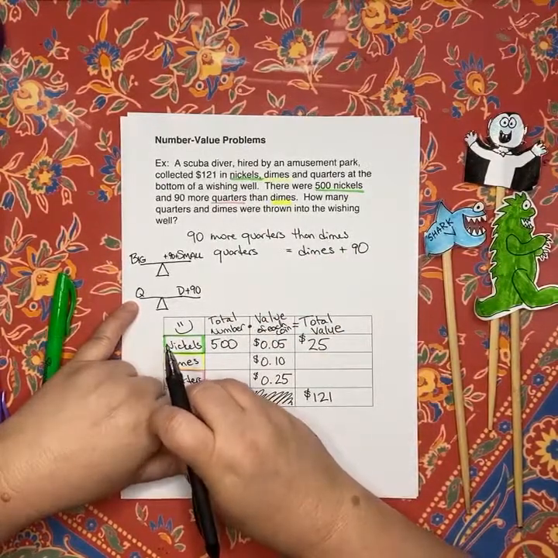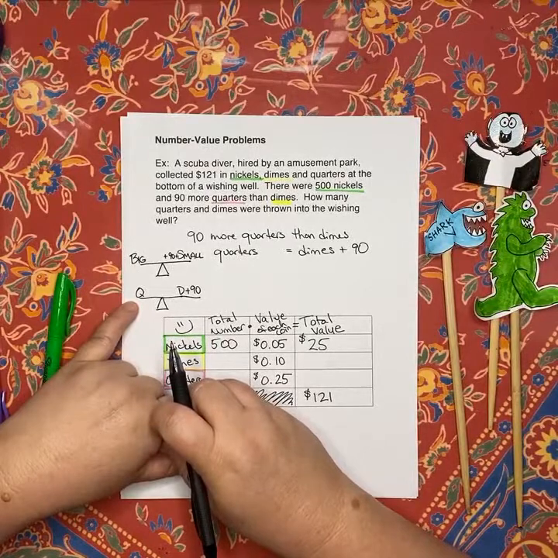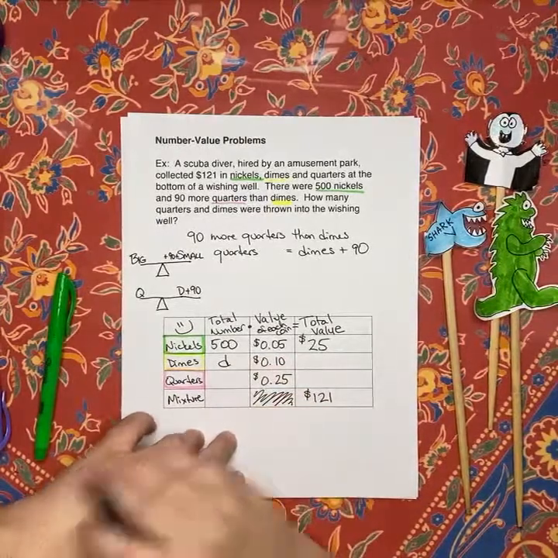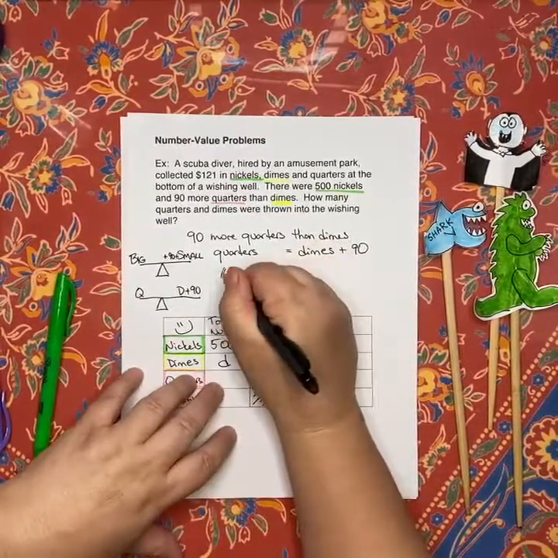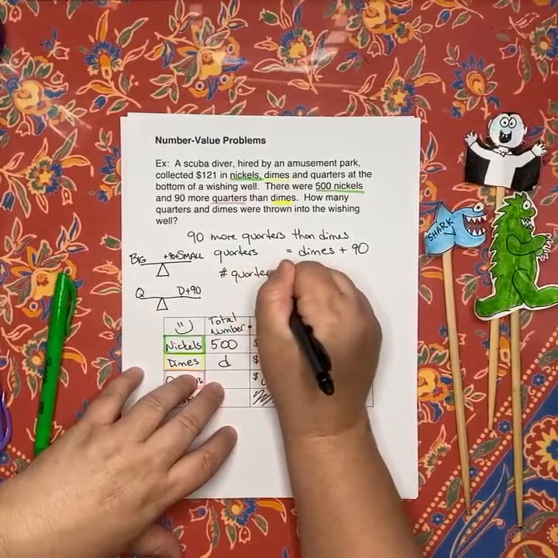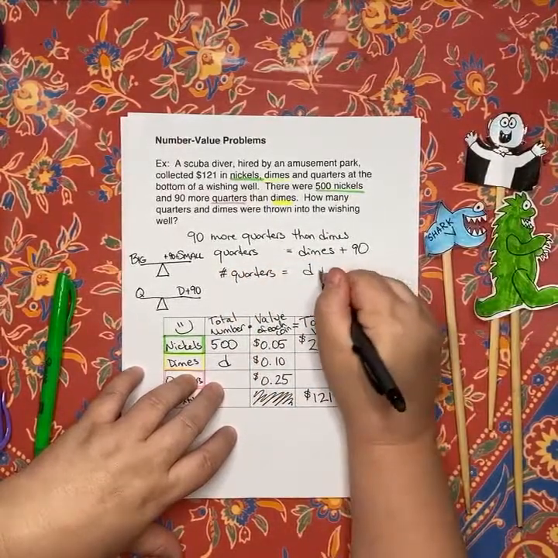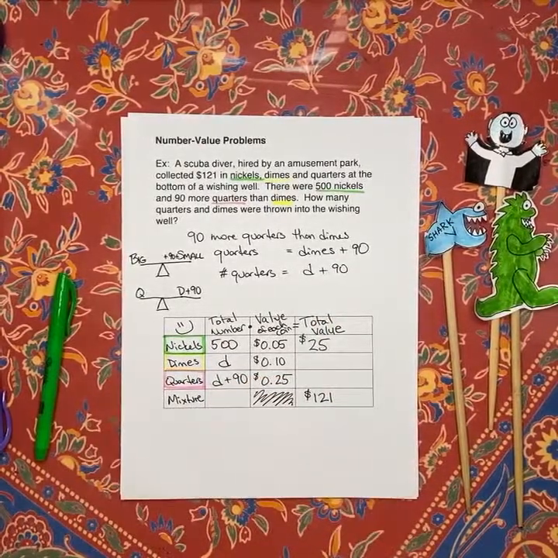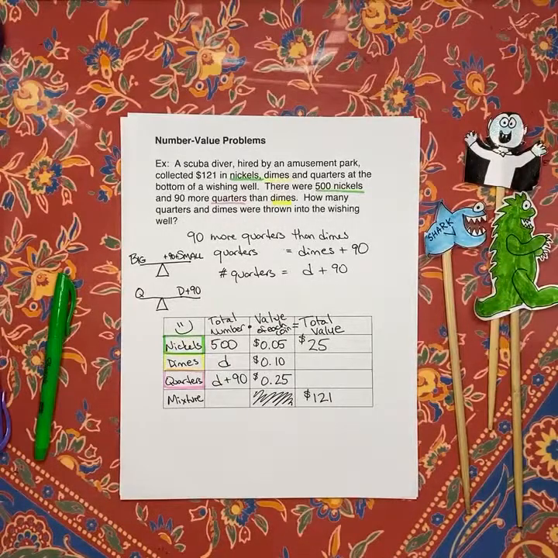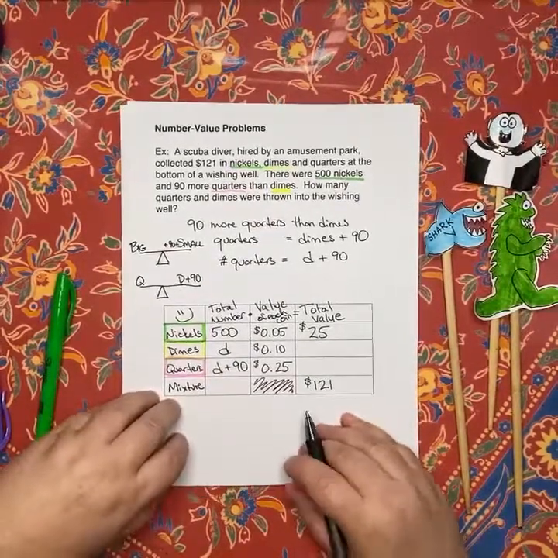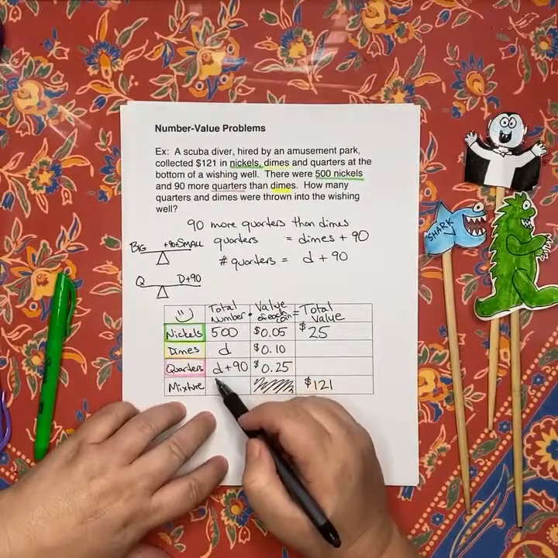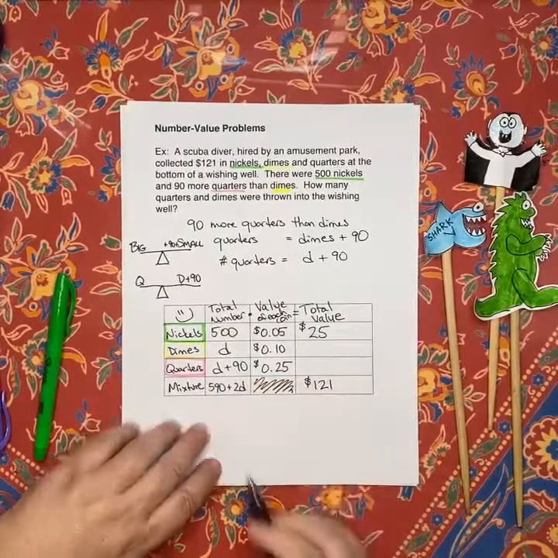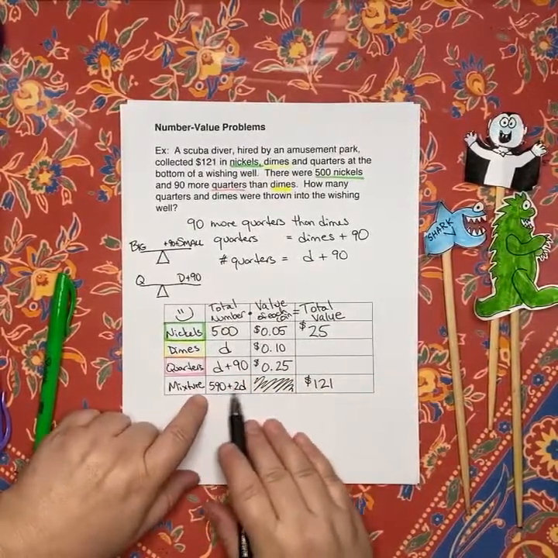Okay, so I need a variable. What if I let D be the number of dimes? Because it's the next one. And then the number of quarters is equal to what? D plus 90. What do you think? Okay. So I could add all of these together, 500 plus D plus 90. So I'm going to get 590 plus 2D. It turns out we won't use this, so you don't have to do it.